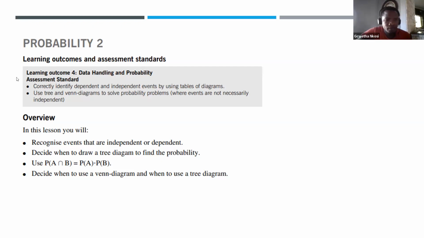Now, recognize events that are independent or dependent of each other. So decide when to draw a tree diagram to find the probability. Use the intersection: the probability of A intersection B, when events are independent, is the probability of A multiplied by the probability of B. Decide when to use a Venn diagram and when to use a tree diagram. So you must be cognizant of this stuff.